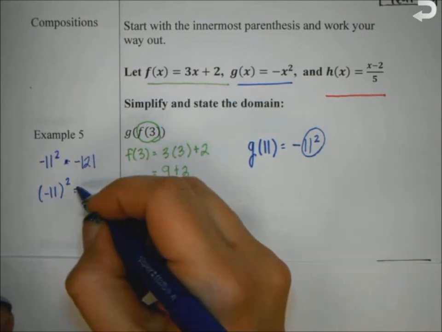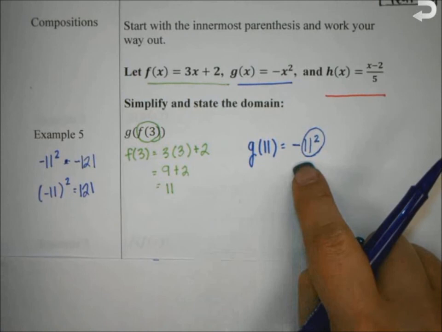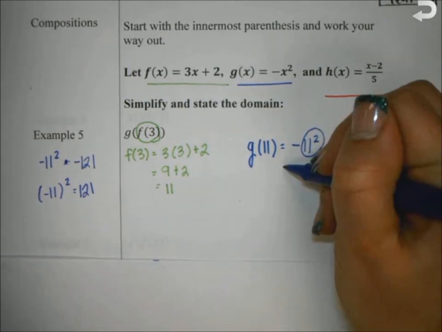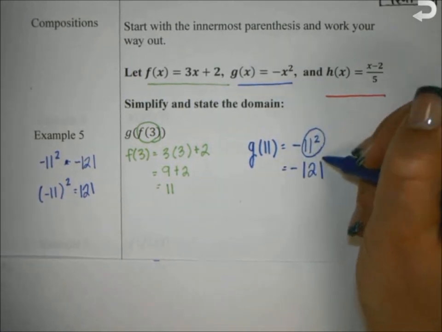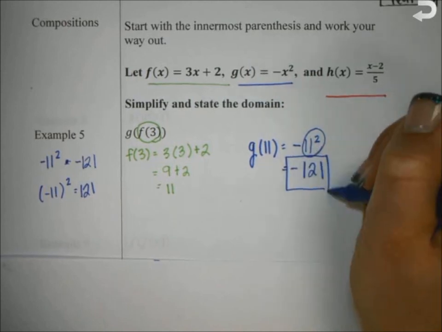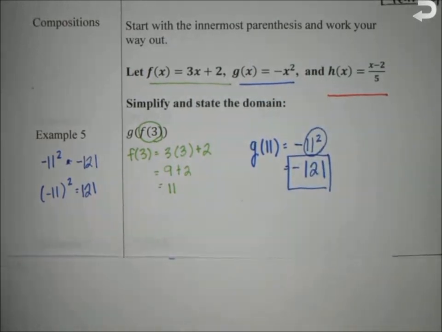What would the domain here be? All reals. Because if we look at our two functions that we're working with, we can plug anything we want in there. So domain is all reals.